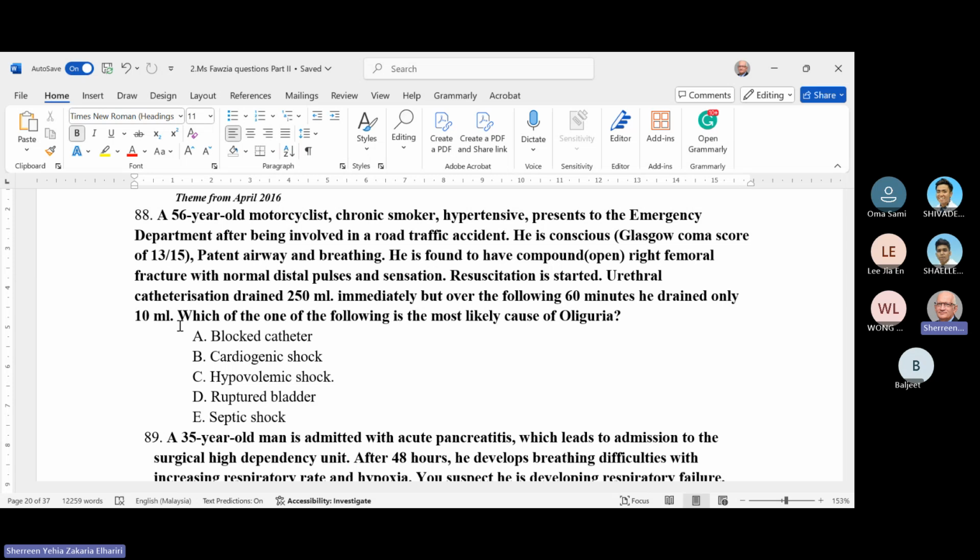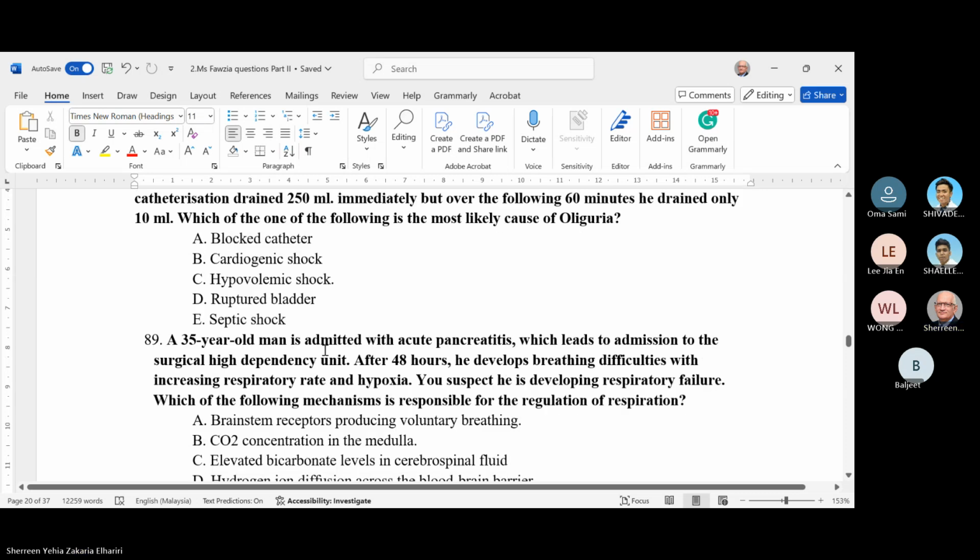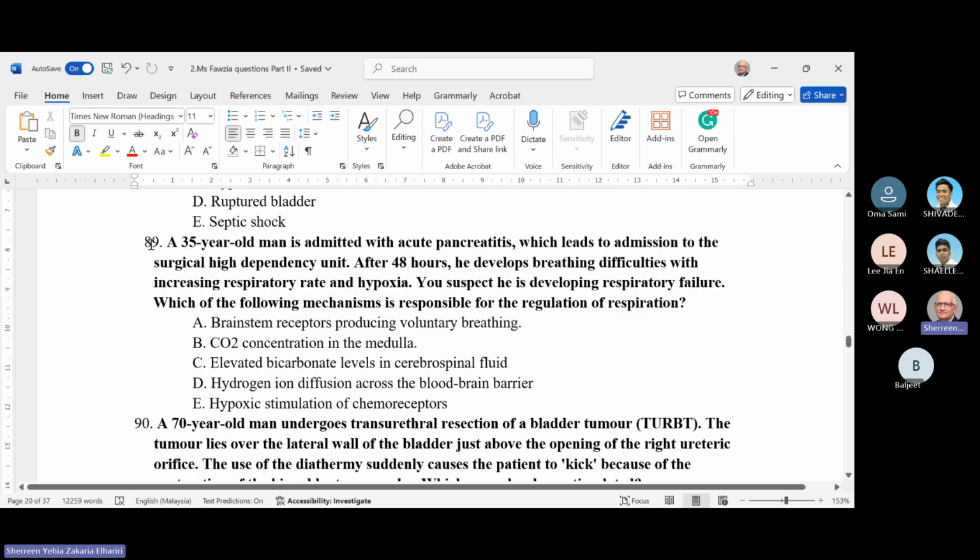If the urinary bladder is ruptured, the patient is unable to pass urine, and by FAST scan you can find free fluid in the pelvis. This is one of the important reasons to do a FAST scan. So hypovolemic shock. Okay. Next question.